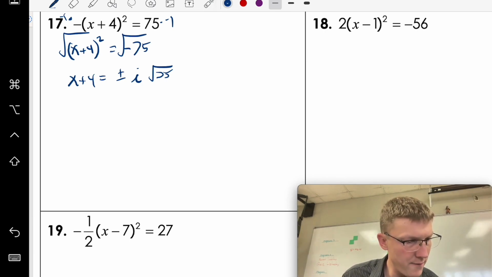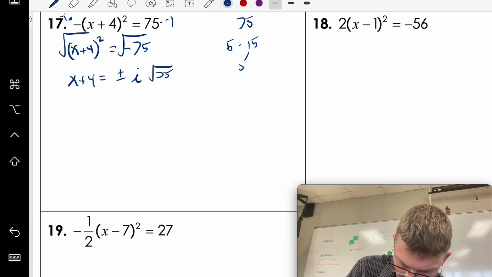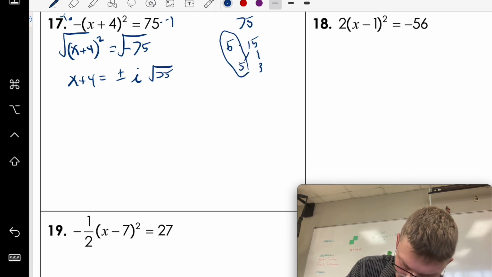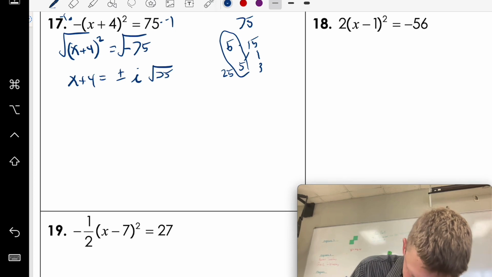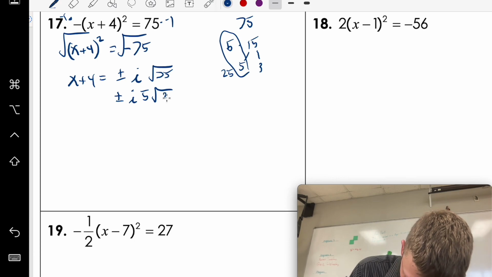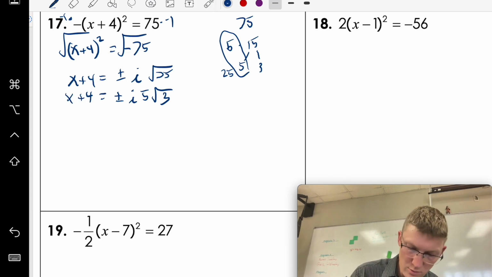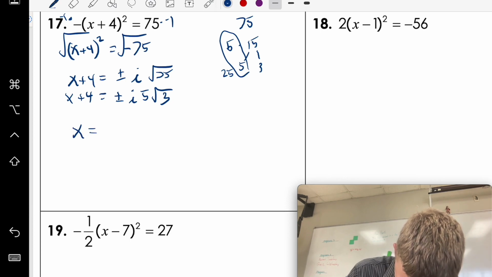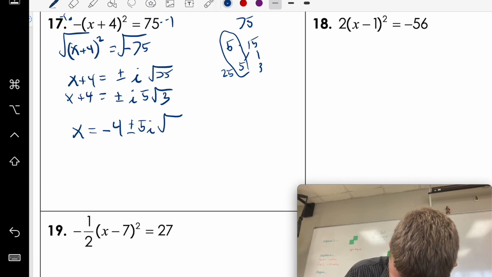75 divided by 5 is 15, which is 5 and 3. So we can pull a 25 out. So that means that we're going to have plus or minus i 5 square root of 3. And then we're going to do some good note keeping and bring that down. Now we're going to move our 4 over. x equals negative 4 plus or minus 5i square root of 3.